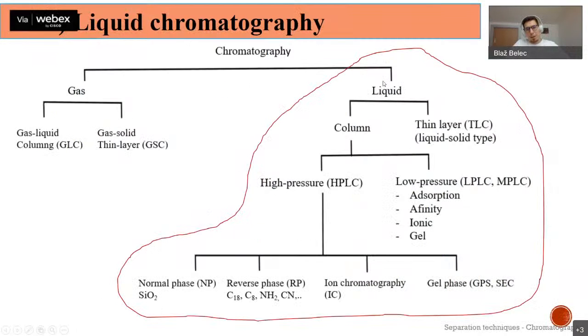So on the other side, as I said, we got gas and then the liquid chromatography. As we can see here, we got different types of liquid chromatography, but the one mostly used for material characterization is column chromatography. But today I will just talk about high pressure liquid chromatography. The basics for all of those sub-chromatographies, so different kinds of chromatographies, is just how we use the stationary phase.